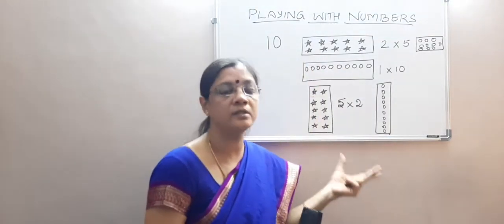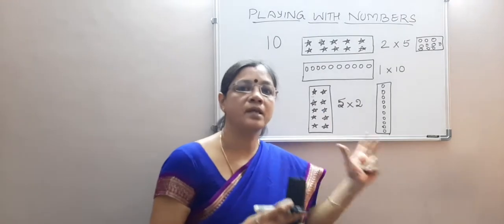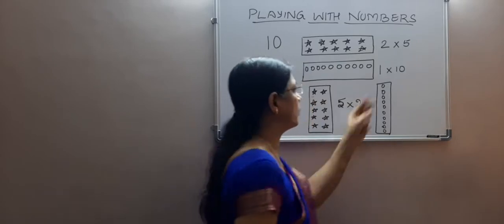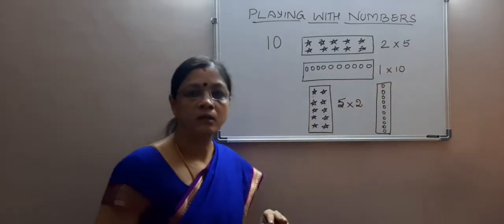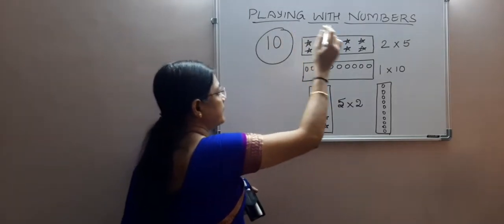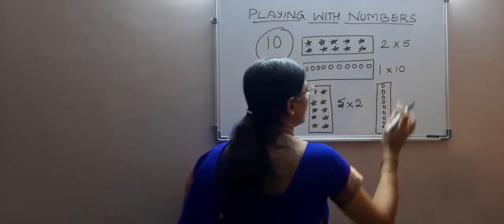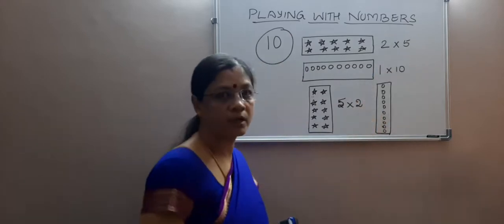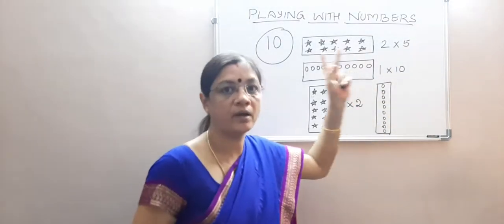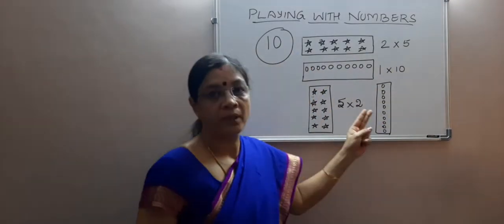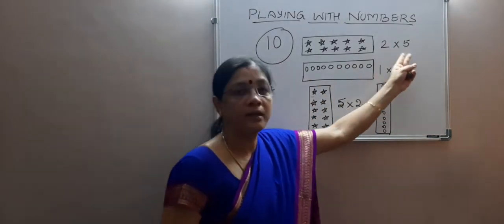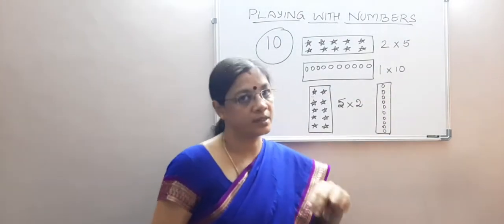So why do we arrange it in such a way? An equal number of objects in each row. This kind of representation gives us an idea about the numbers whose product represents the given number. See, 10 can be represented as 2 into 5 or 1 into 10. 2 into 5 and 5 into 2 are both the same, but I have written it as 2 into 5 and 1 into 10. So there are two ways of representing 10 by the product of some numbers.